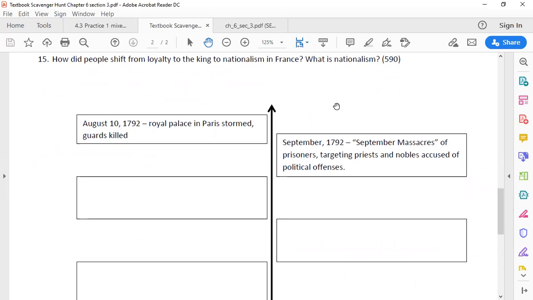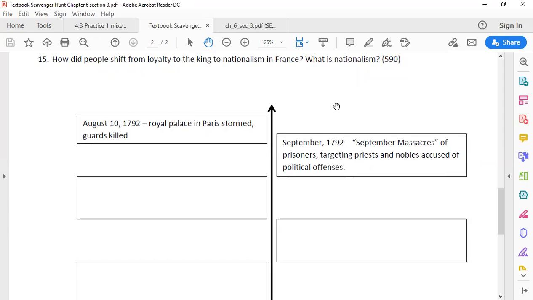Yeah. So, question number 15 said, how do people shift from loyalty to the king to nationalism in France? And here, at the end of the French Revolution, we see one of the birthplaces of nationalism. And nationalism is one of the things we'll talk about quite a bit in our modern world history class. And here we see it defined. So first of all, what is nationalism? It's a strong feeling of pride and devotion to one's country. Okay. We'll write that down in just a second. But we need to know, how do people shift from a loyalty to the king to nationalism in France?